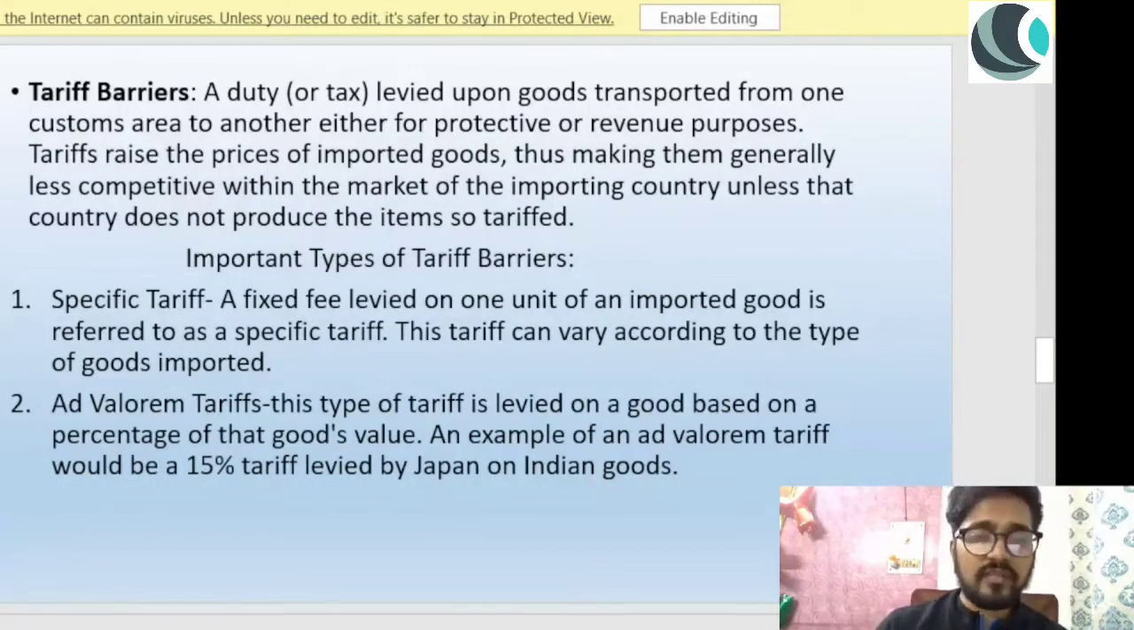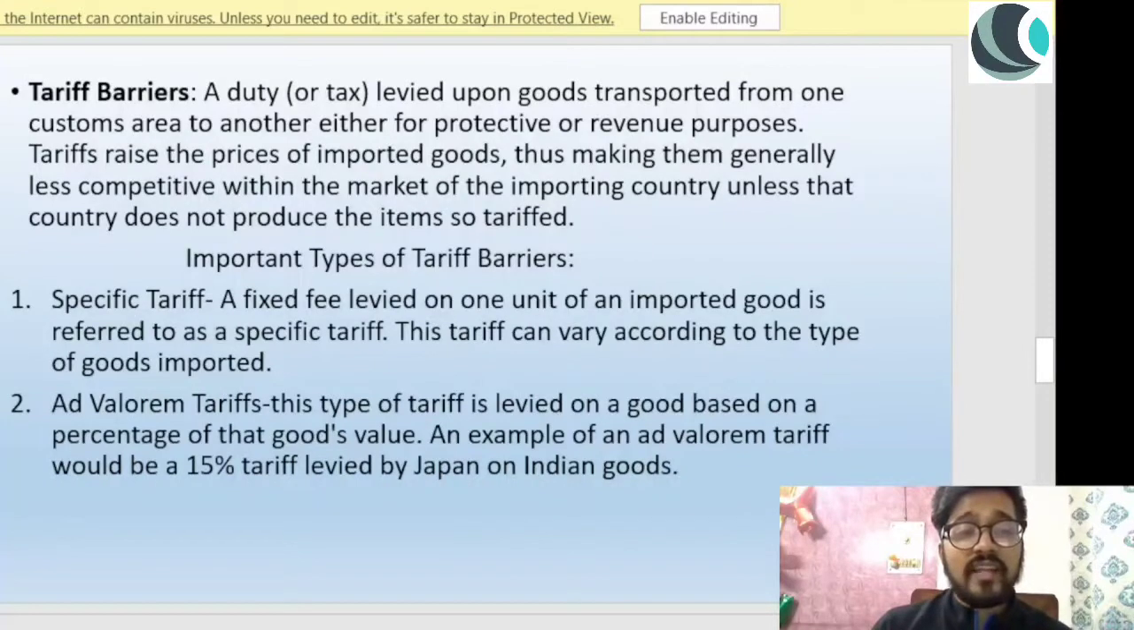So this line means that the tariff can vary according to the type of good imported. So the specific tariff on shoe will obviously differ from a tariff imposed on a car, right? So we're talking about the specific tariff, right? And this is levied on one unit of the imported good. We're talking about the one unit of imported good.